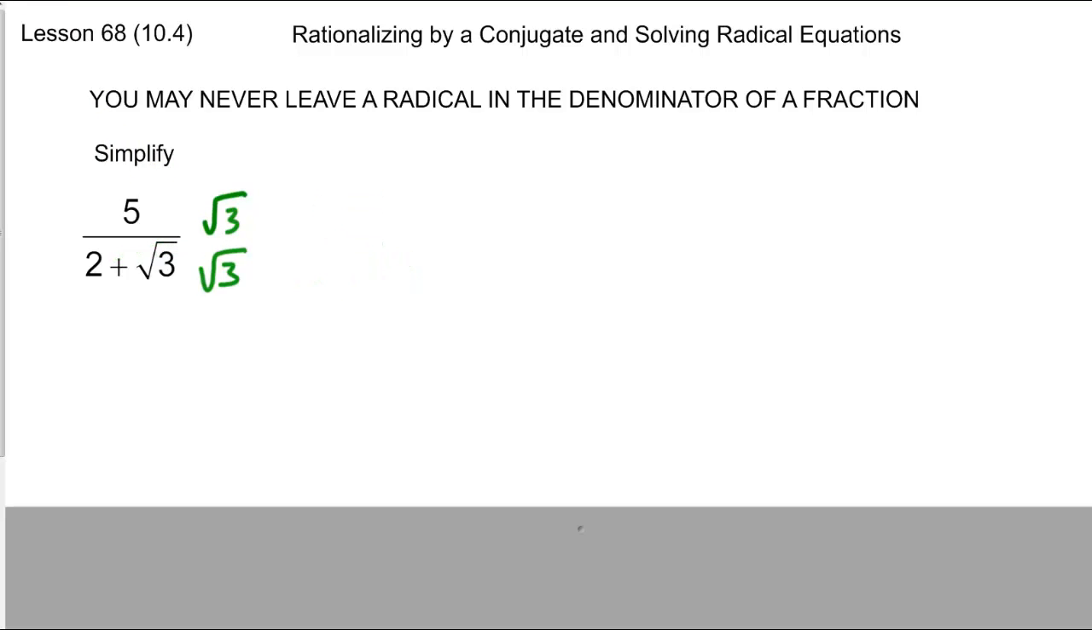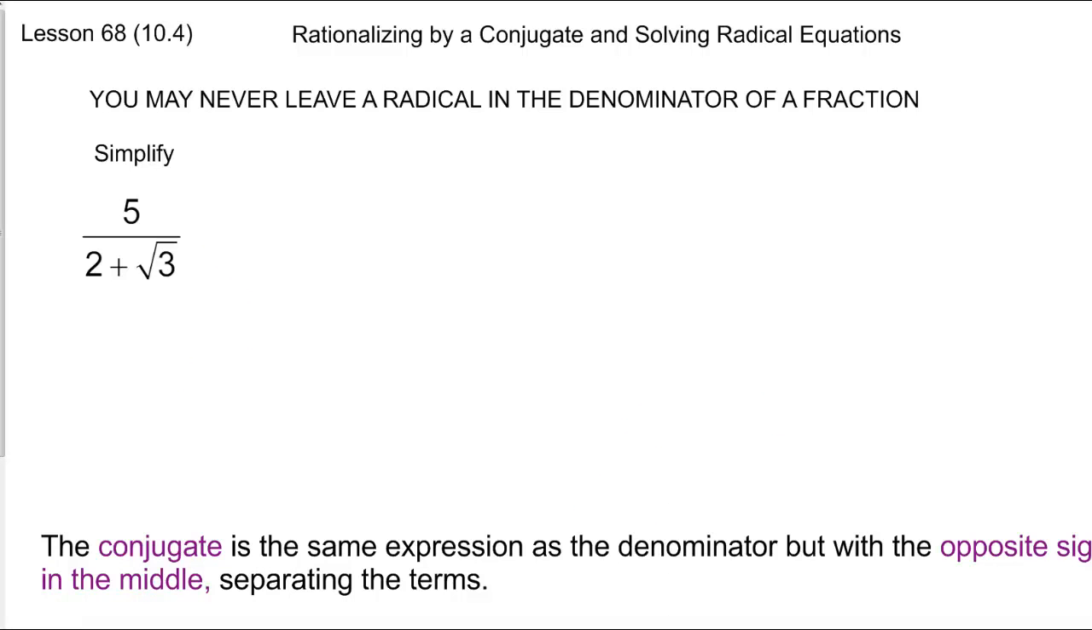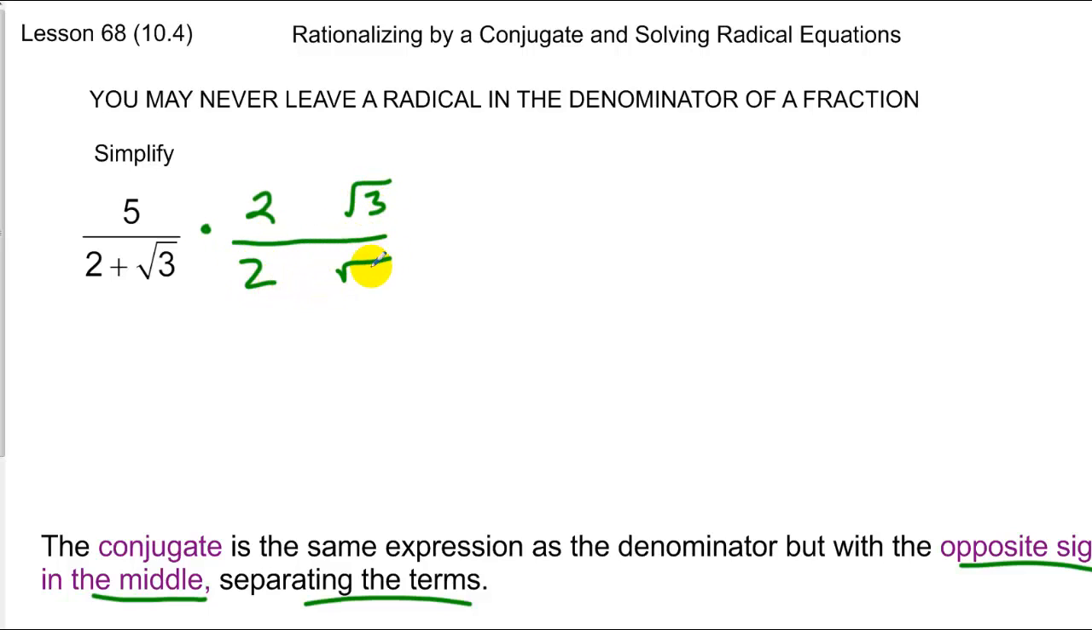Now, the way we're going to do this is we're going to rationalize by something called a conjugate. Now, what a conjugate is, it's the same expression as the denominator, but with the opposite sign in the middle separating the two terms of the binomial. So in this case, I use the same two numbers to rationalize by, but I write the opposite of the sign separating the binomial. So instead of plus, I use minus.